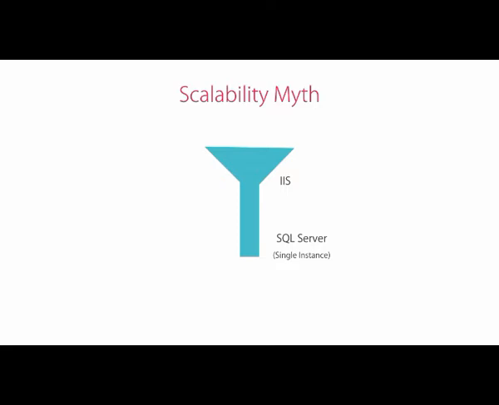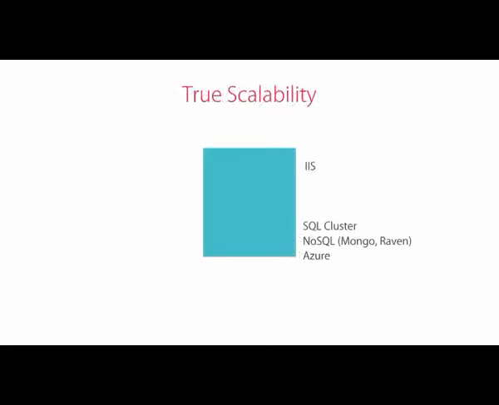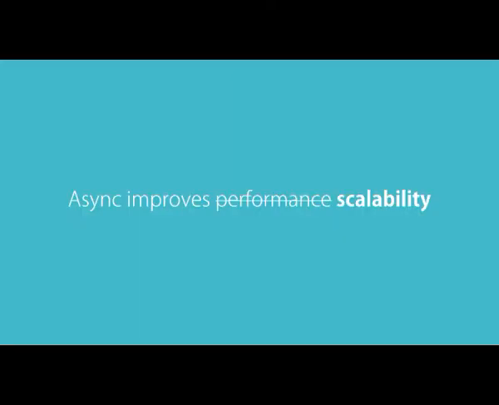So if you're using a single instance of SQL Server, that's going to be your bottleneck, no matter how many more requests you can serve in IIS, because all these requests will eventually have to wait for the database server to respond. On the other side, if you use a SQL cluster or a NoSQL database like Mongo or Raven, which is designed for scalability, or SQL Azure, that's a different story. The bottom of the pipe will also expand, and that's when you have true scalability. So async and await do not improve the performance of your application. They can only improve the scalability given that you're not using a single instance of SQL Server.